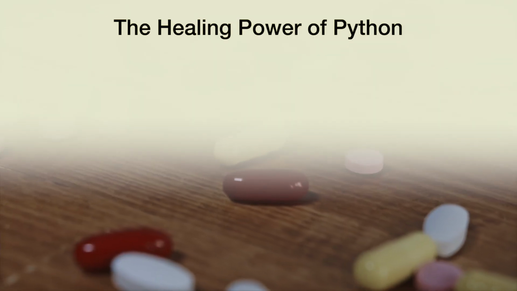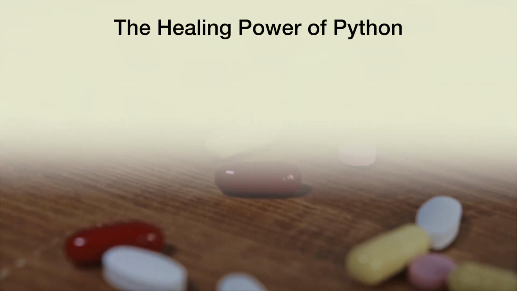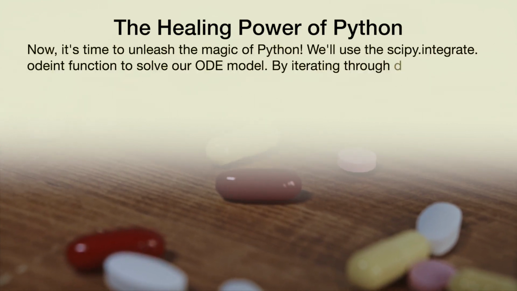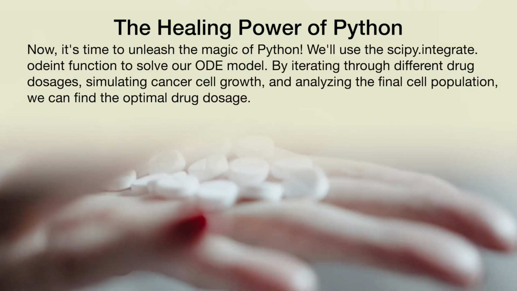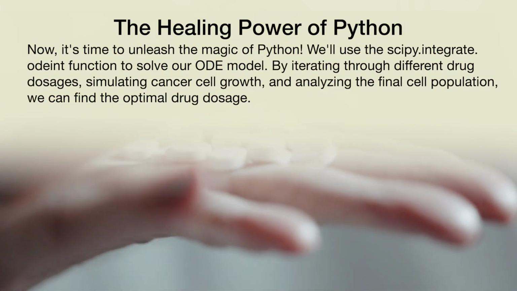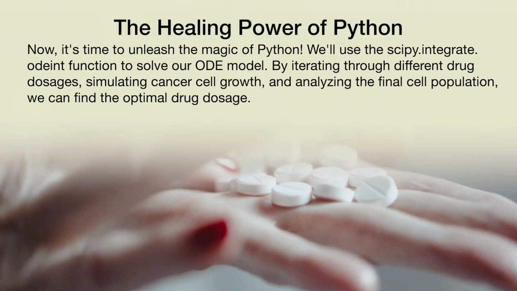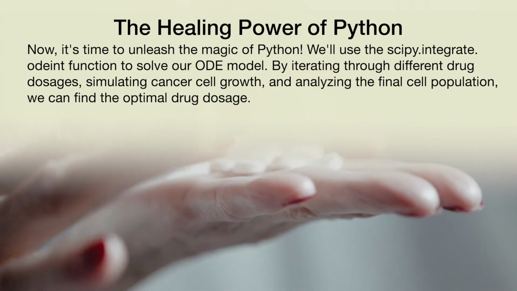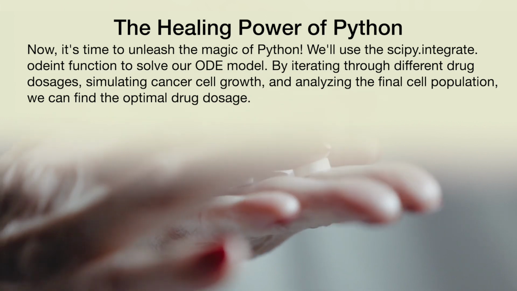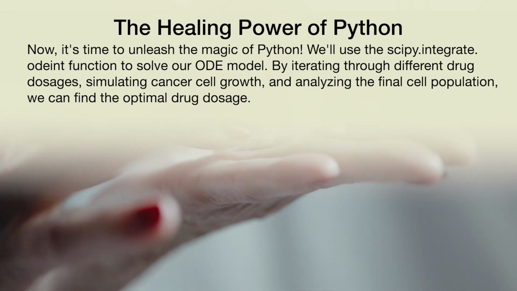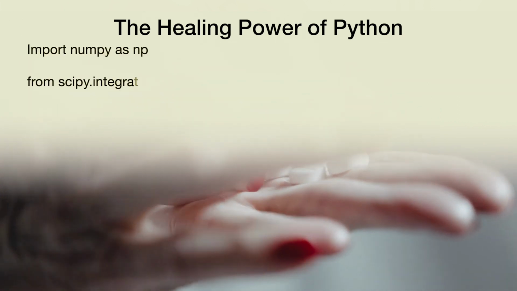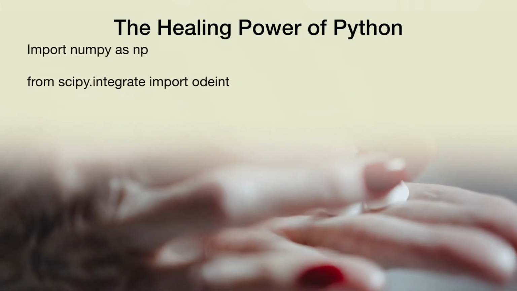We will call it step 4, the healing power of Python. Python, our trusty companion, will help us find the optimal drug doses. We will iterate through different doses, simulate the cancer cell growth, and measure the final cell population. Now, how are we going to do this? In the next step of code, you can see it.